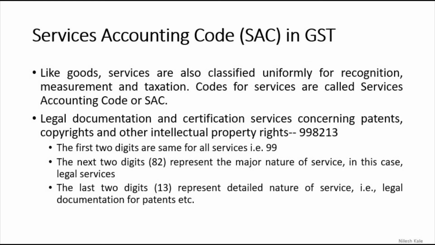So the first 2 digits are same for all services, that is 99. For all services we have this code as 99. Next 2 digits, that is 82, represent the major nature of service, that is in this case legal services. So 82 represents legal services. Last 2 digits represent the detailed nature of the service, that is legal documentation for patents. So by this code I will understand that.